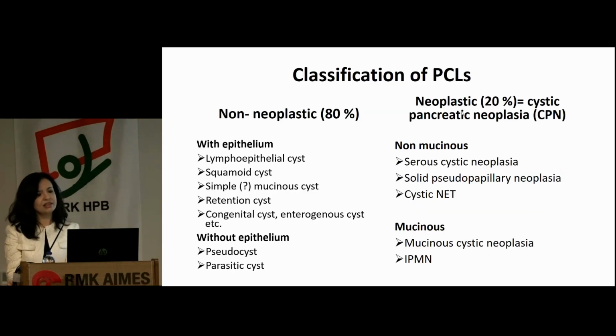The neoplastic cystic lesions are also termed as cystic pancreatic neoplasias. They have two main subtypes, the non-mucinous and mucinous subtypes. I will start with the non-mucinous type.